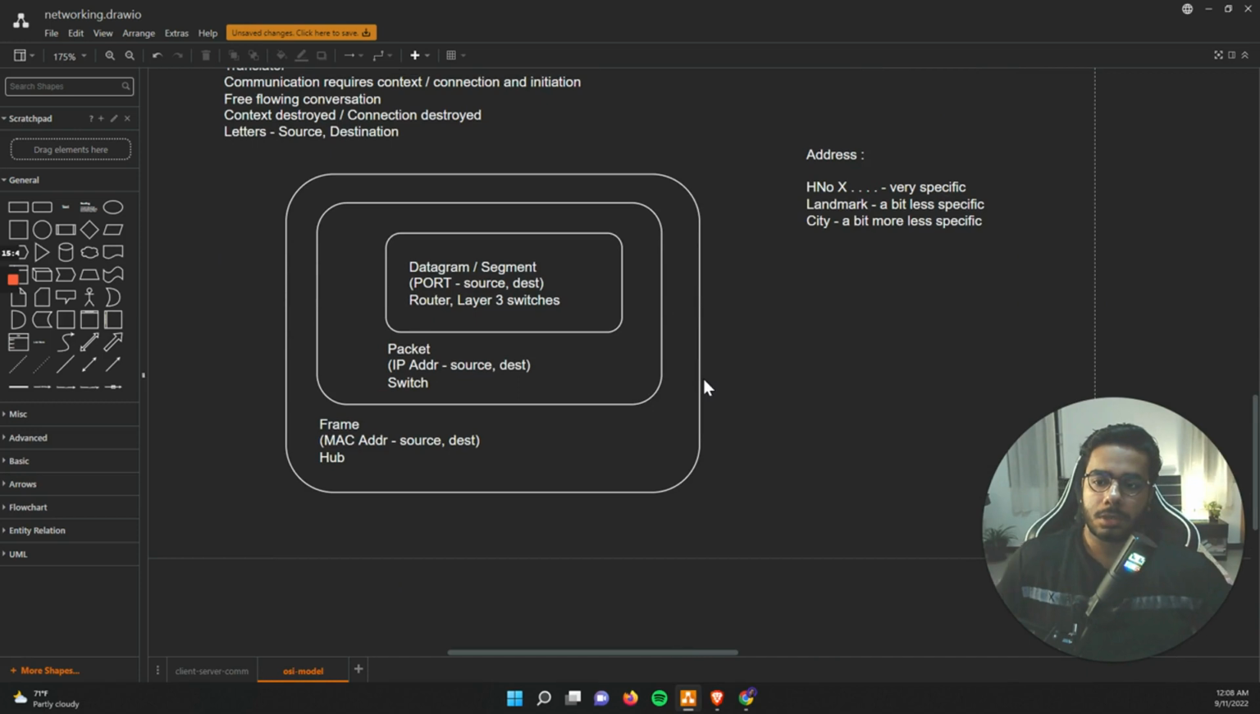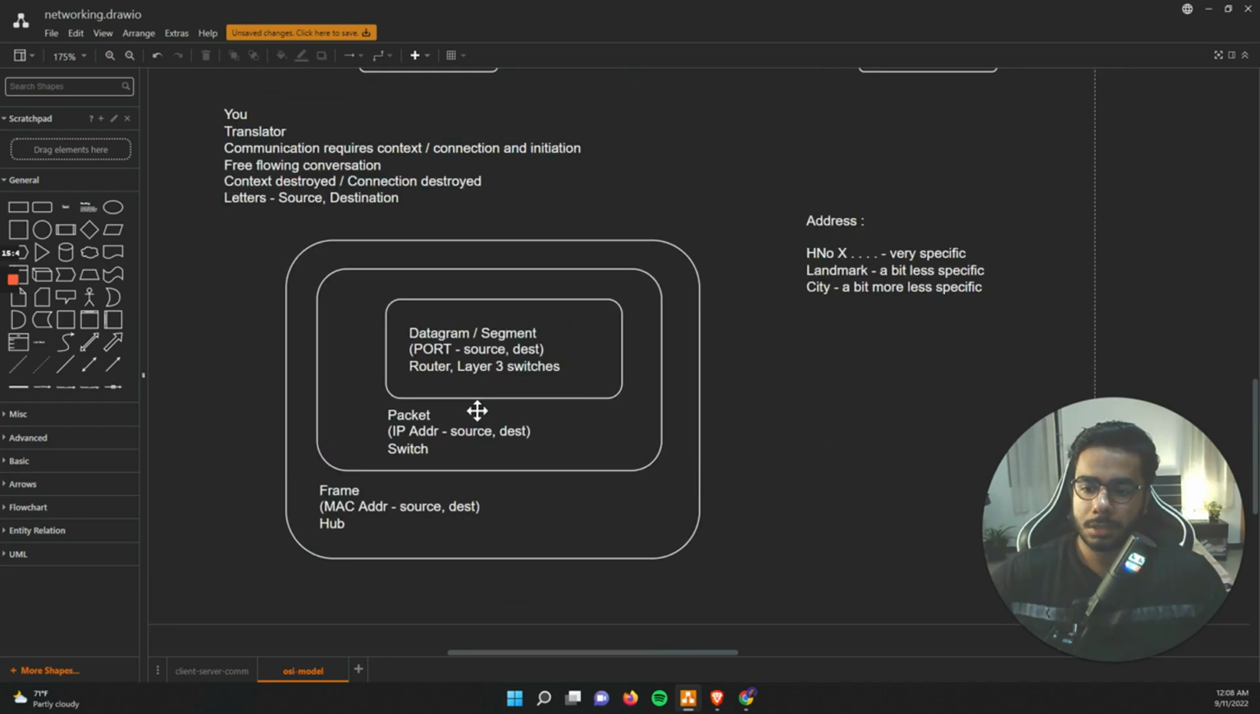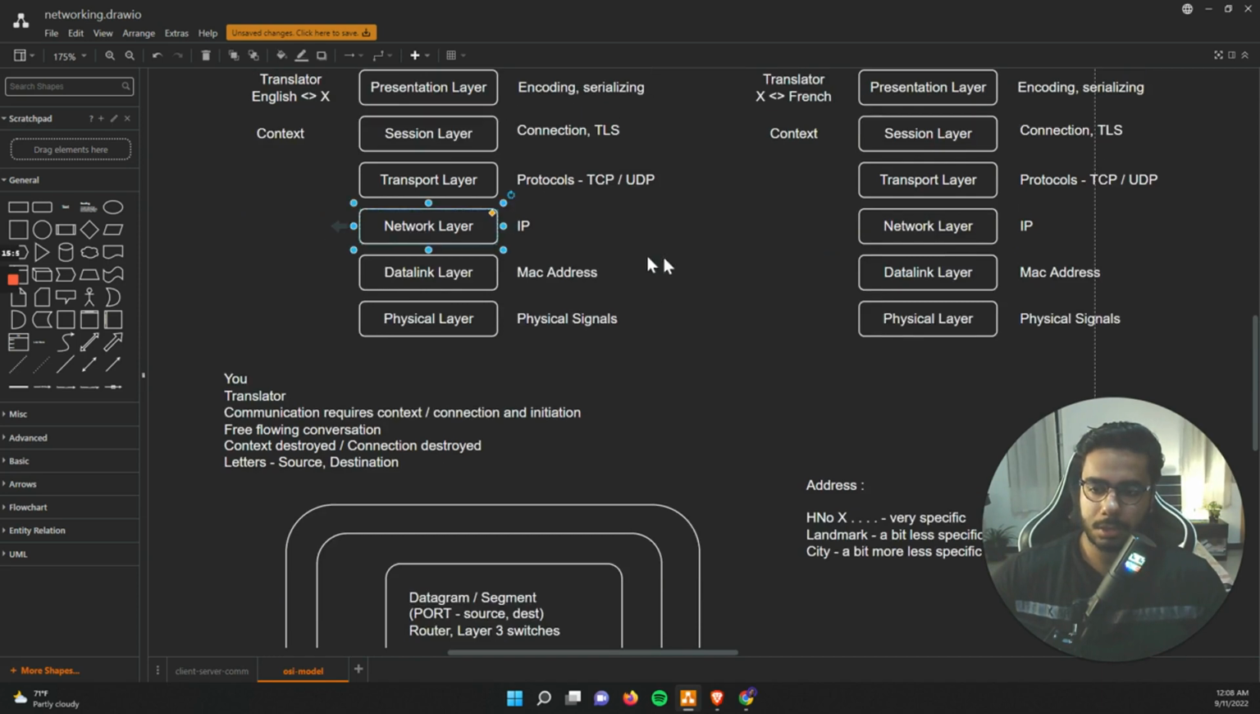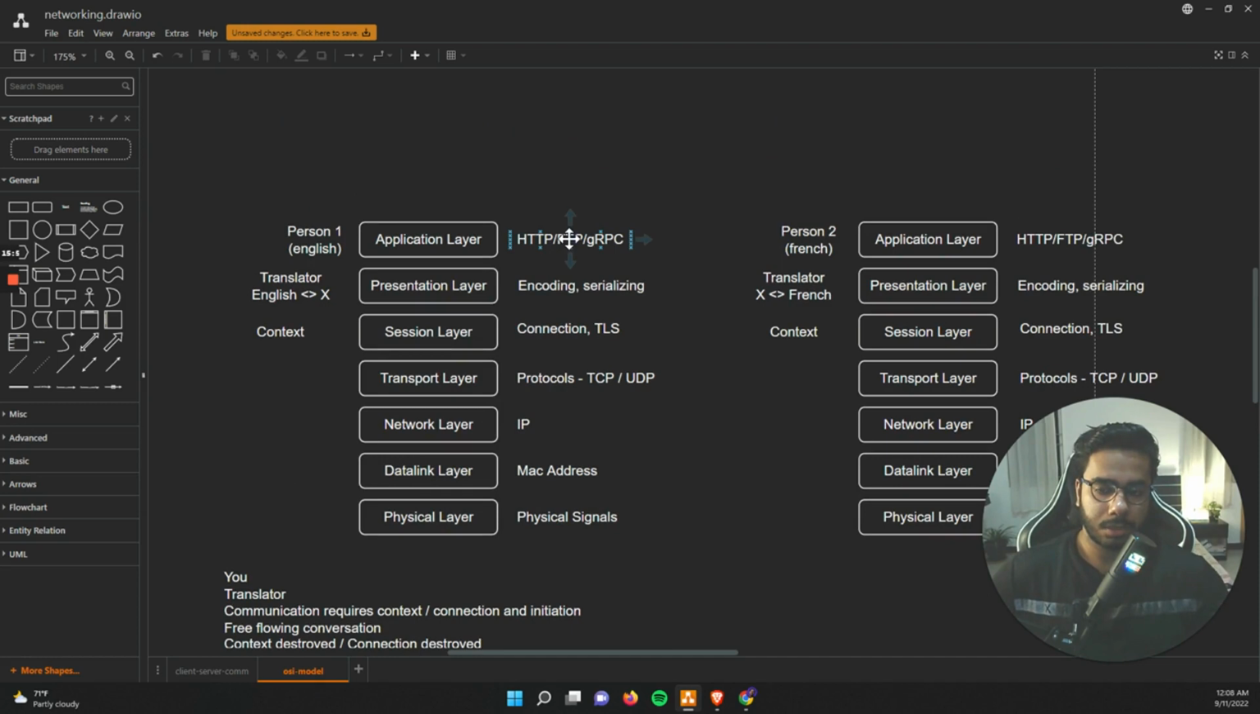Okay, yeah, sorry. So this is the layer 3. Layer 3 is in the network layer, so it has IP. So let's go through the terminologies once. This is the application layer.